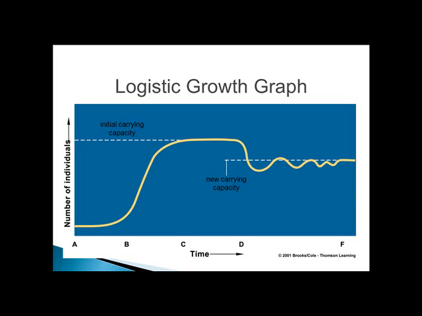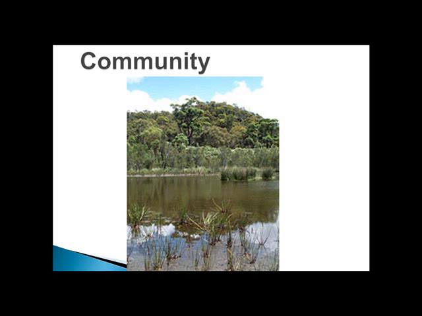Okay, so populations live in a community. So a habitat is a place where an organism lives, and it's characterized by distinctive physical features, vegetation, and the array of species living in it. A community is an association of interacting populations of different species living in a particular habitat.